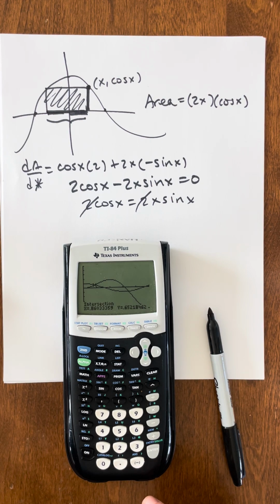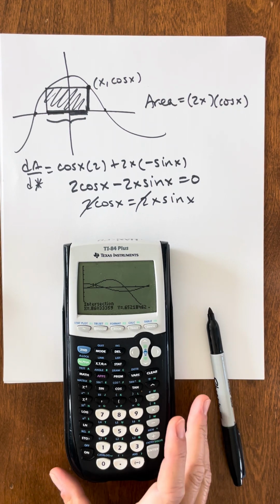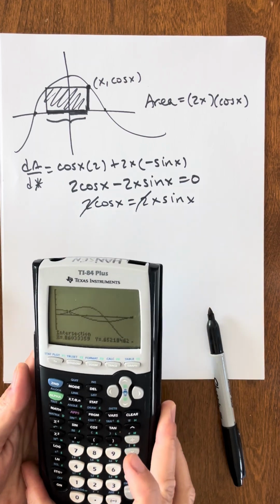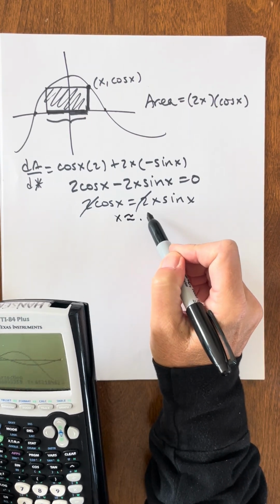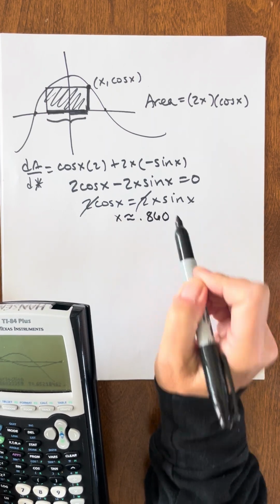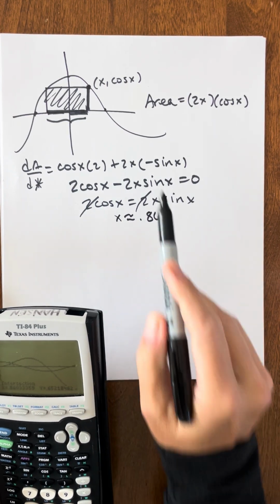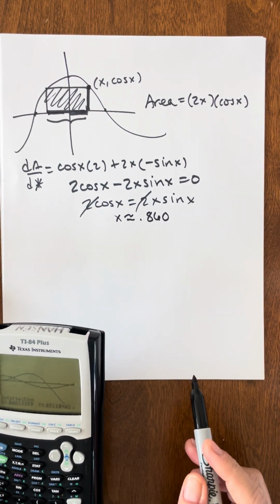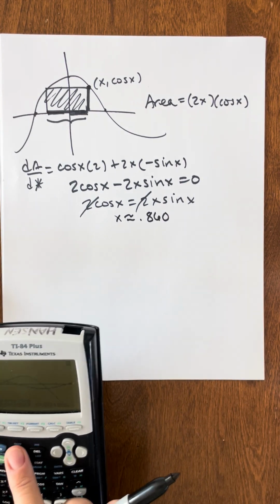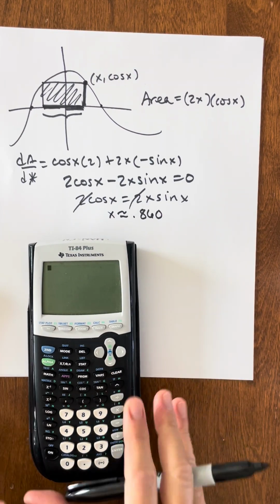So I can see that it has given me the point of intersection. Now I just want the x value. So the x value is 0.860. That's great, it's within our region. So now if I want to actually maximize the area, I need to go back to my home screen.